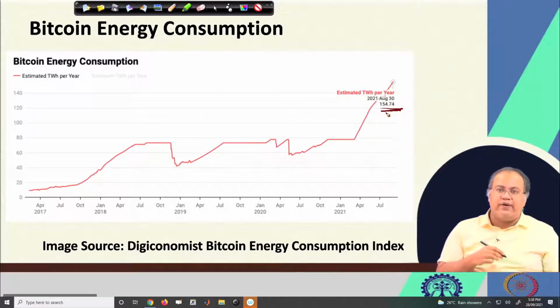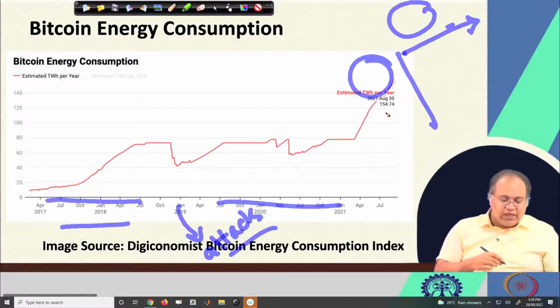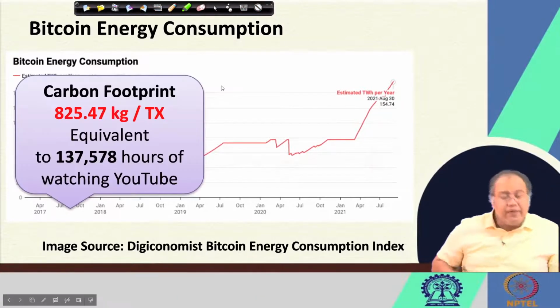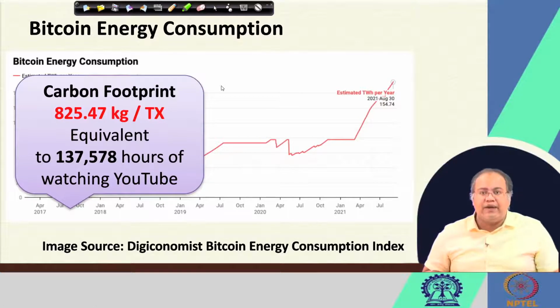So if you just try to compare it with other energy consumption sources, you can see that the carbon footprint generated by Bitcoin transactions is around 825.47 kg per transaction. So that is actually huge. Well, 825.47 kg of carbon footprint basically means it is equivalent to 1,37,578 hours of watching YouTube. Now just by comparing this, you can think of the total amount of carbon footprint generated from these transactions.